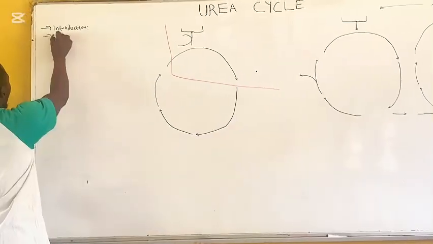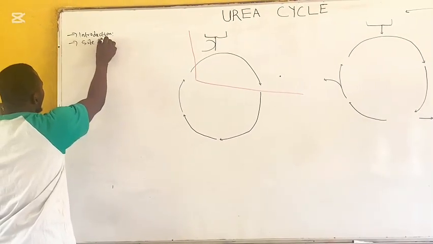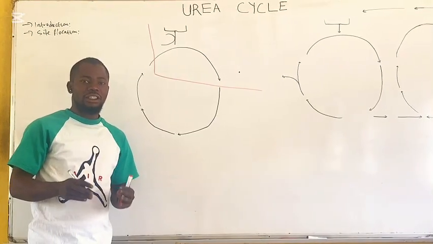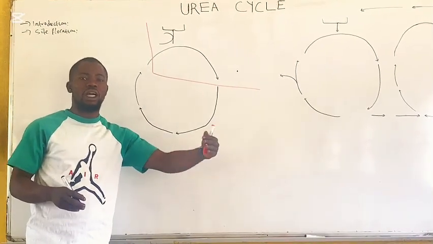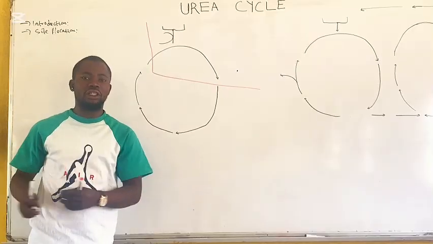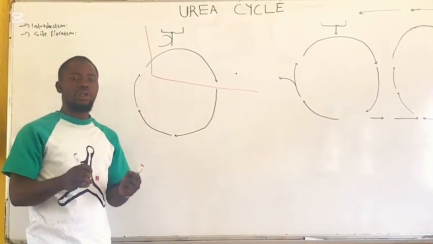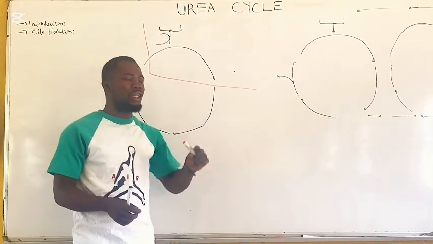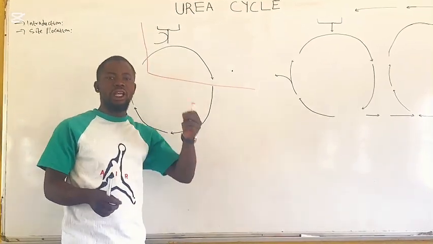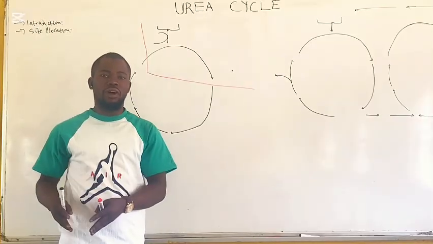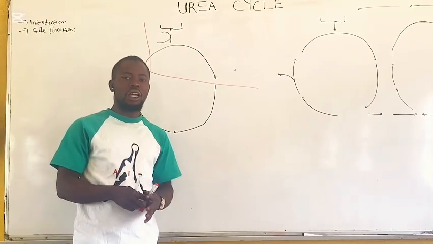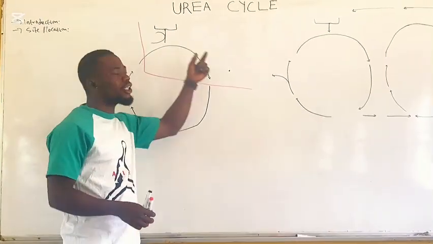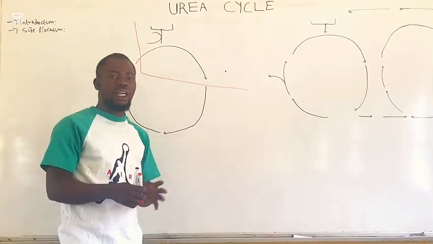Next is site or location. The urea cycle chiefly occurs in the liver and it is compartmentalized. That is, some part occurs in the mitochondria, while some part occurs in the cytosol. The urea cycle chiefly occurs in the liver because the last enzyme necessary for the synthesis of urea, arginase, is mainly located in the liver. Though other tissues can undergo the urea cycle, they will not give urea as the end product.